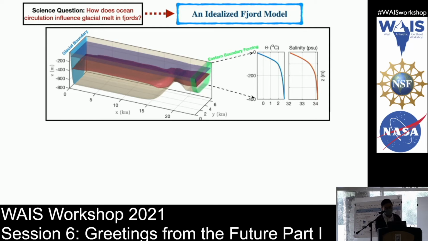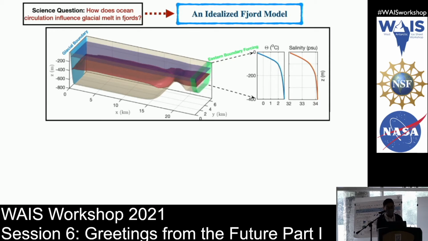So to investigate this question of how ocean circulation influences glacial melt in fjords, I would say the preface to this is that the conundrum here is that meltwater concentration observations, like the one that Andrew showed, seem to suggest that melt rates are about 10 times faster than our best models of this ocean-driven melt process. So there's an order of magnitude discrepancy that we're trying to better understand.